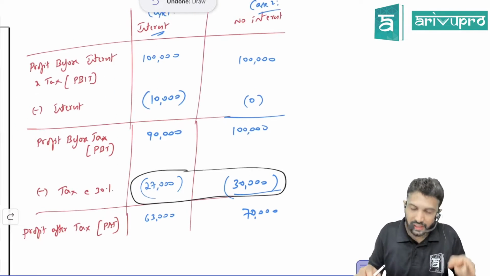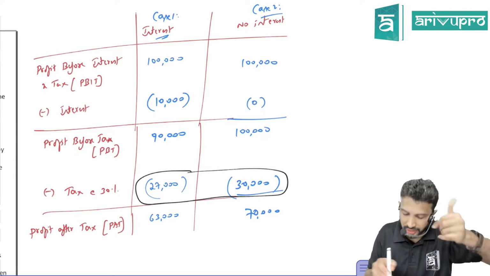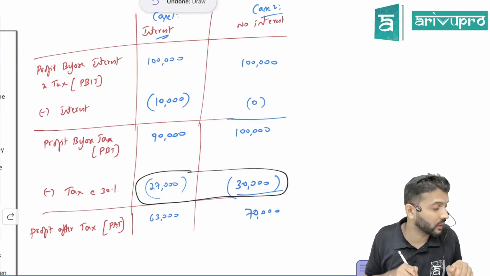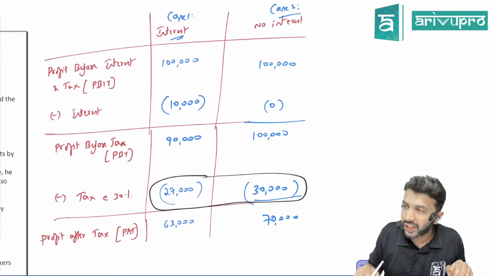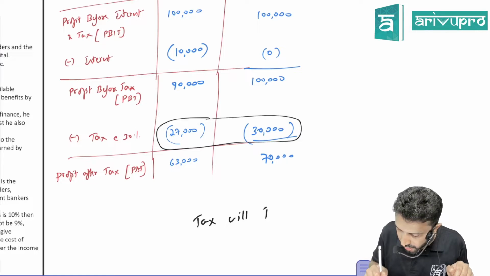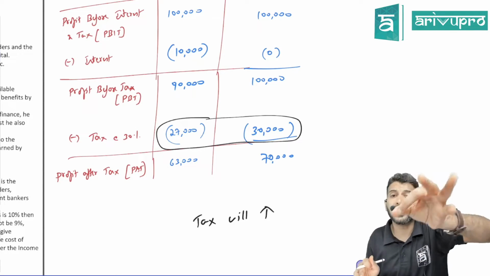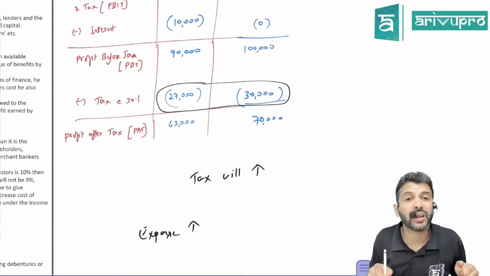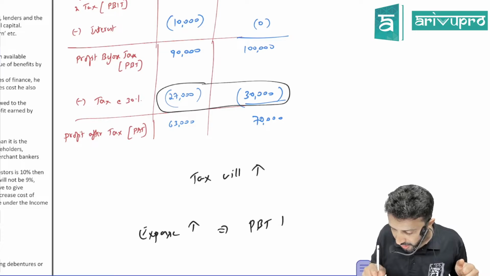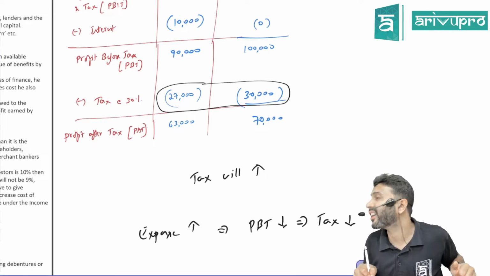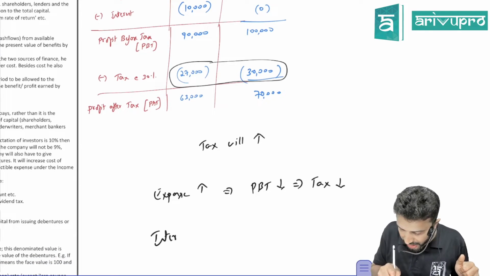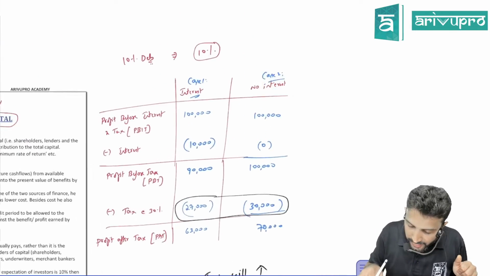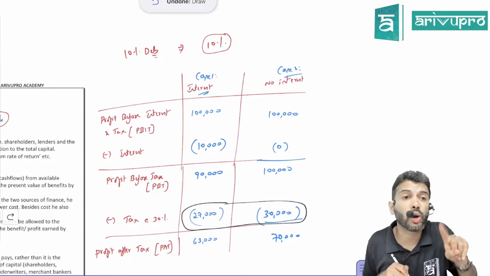Compare what happened here. When the company had debentures and accounted for this interest, tax was only 27,000. When the company did not have debentures, when there was no interest, the tax amount paid was more. That means there's a common sense here: debenture interest is an expense. If one expense increases, profit will decrease. If profit reduces, tax also will decrease. That means due to this debenture interest, you will get some tax benefits.